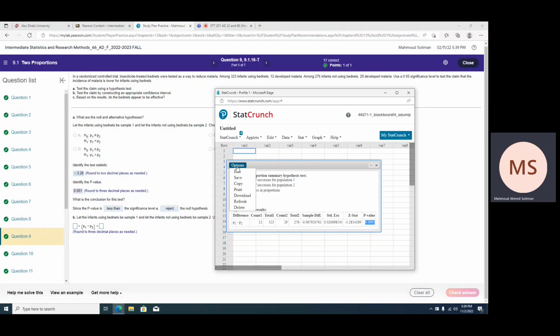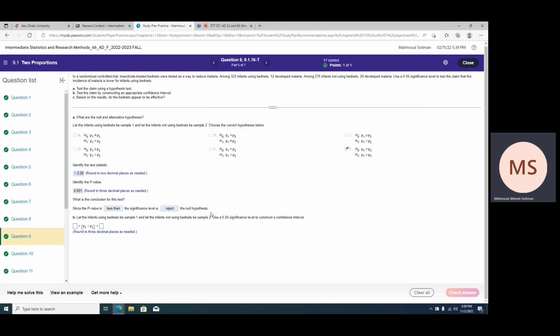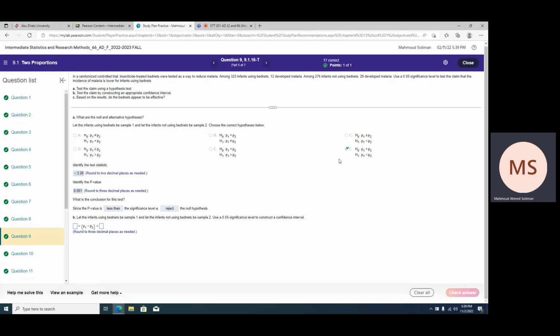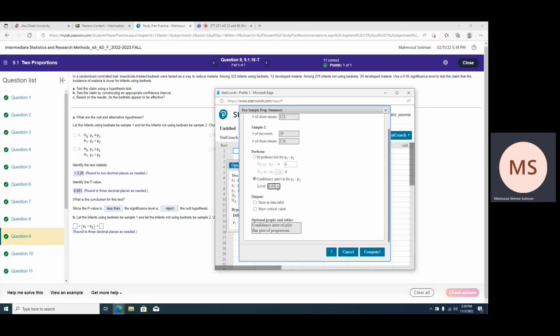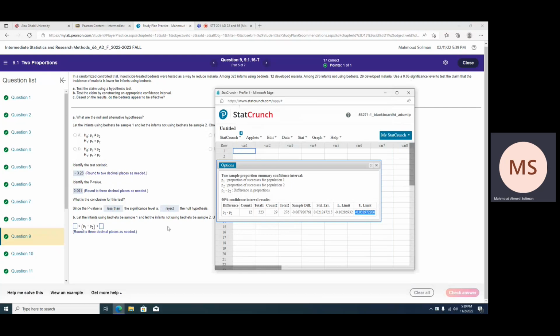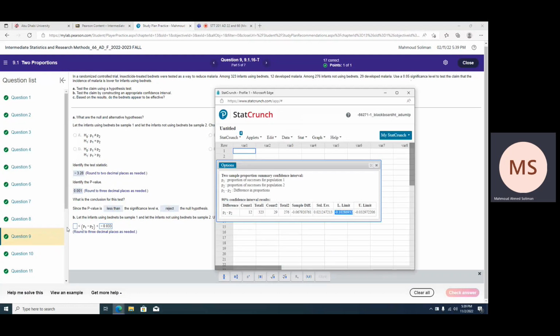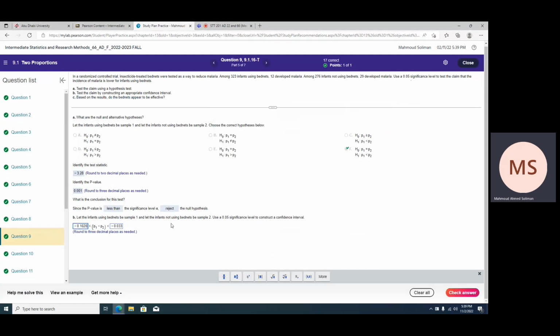So we need to use the interval. They didn't give us the level, so we have to calculate. Here we have less than, that means it's one tail. So 1 minus 2 alpha. So 1 minus 2 times 0.05. This will be 0.9. We'll copy, paste, 4 decimals, round up to 3. Negative, positive. And here we'll do it, 4 decimals.